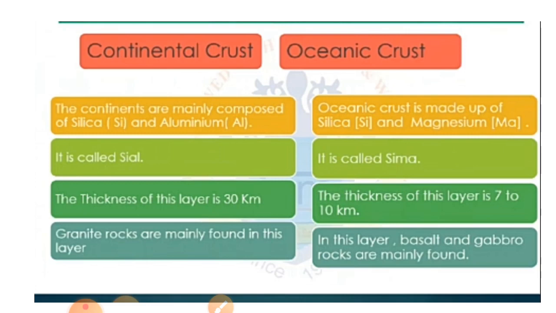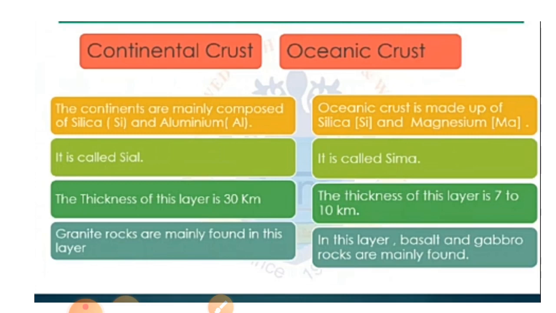Dear students, the density of continental crust is 2.65 to 2.90 gram per centimeter cube. The thickness of this layer is approximately 30 kilometers. We can find granite rocks in this layer.